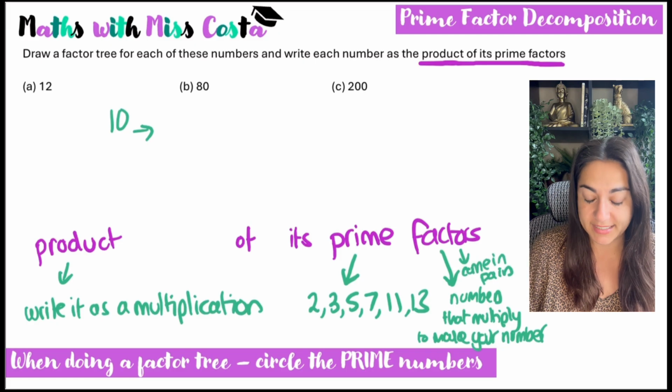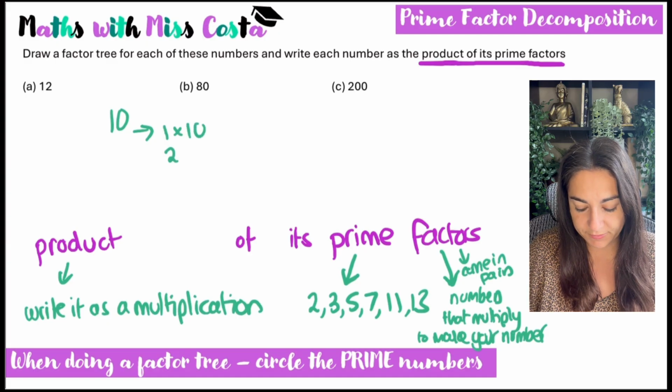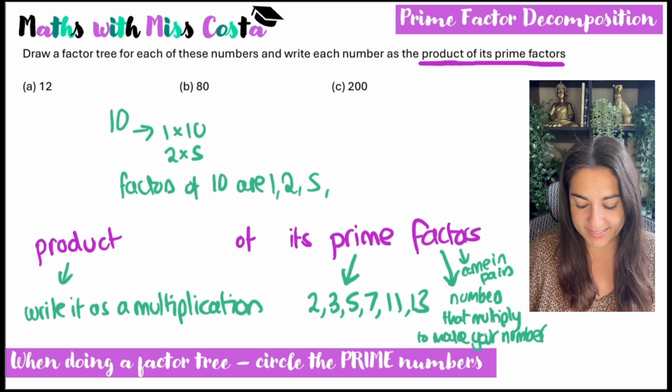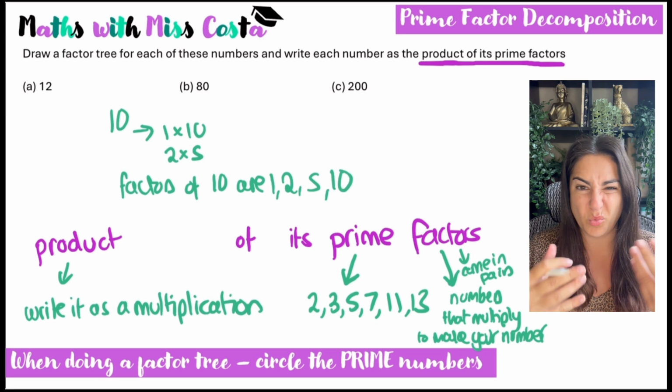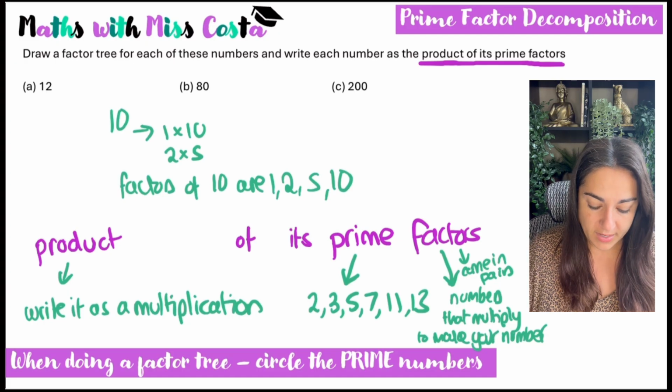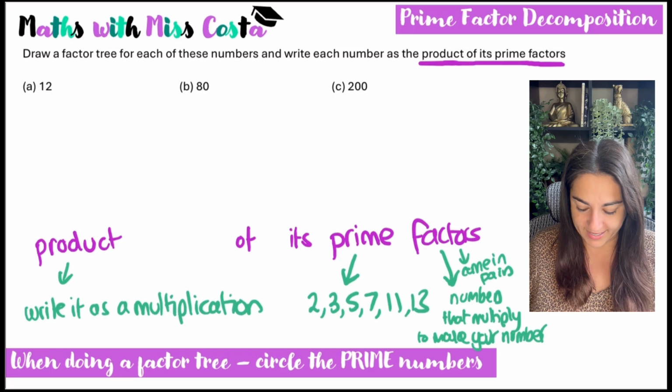So for instance, the factors of 10 would be 1 times 10, because 1 times 10 makes 10. 2 times 5 also makes 10. So the factors of 10 are 1, 2, 5, and 10. Okay, so it's got 4 factors. So a factor is always going to be smaller than the number, or the size of the number. Okay, but anyway, that is what product of prime factors means.